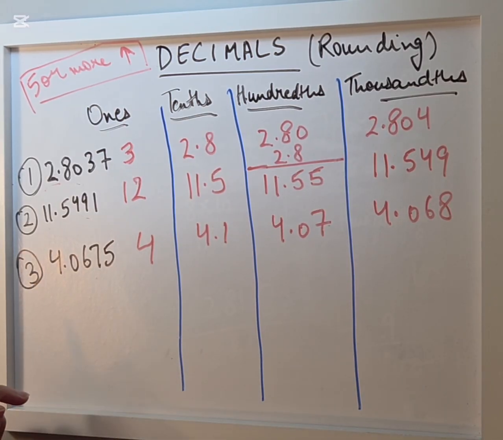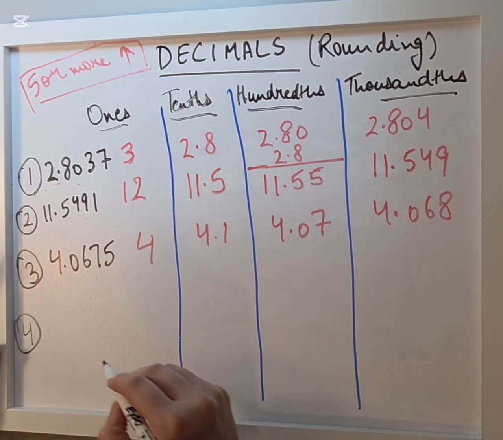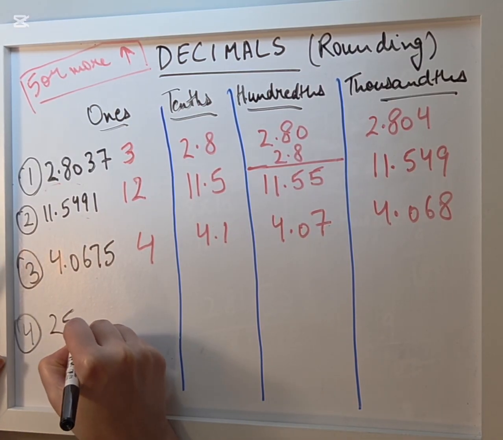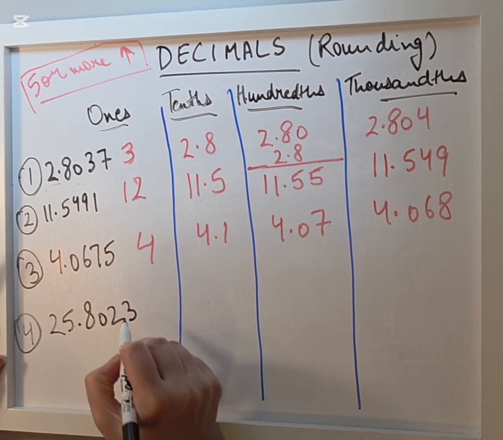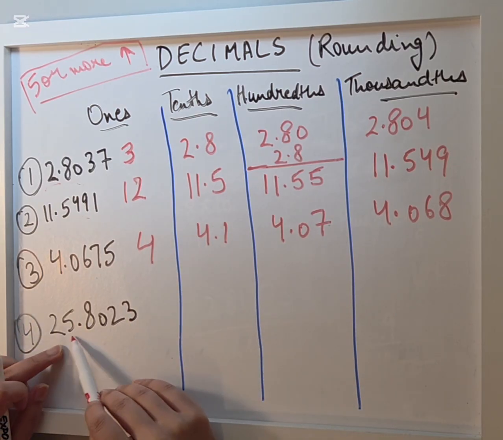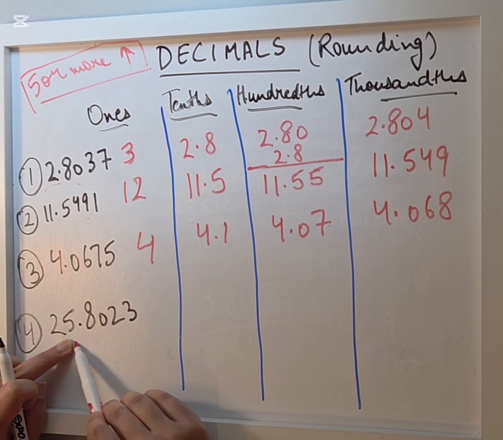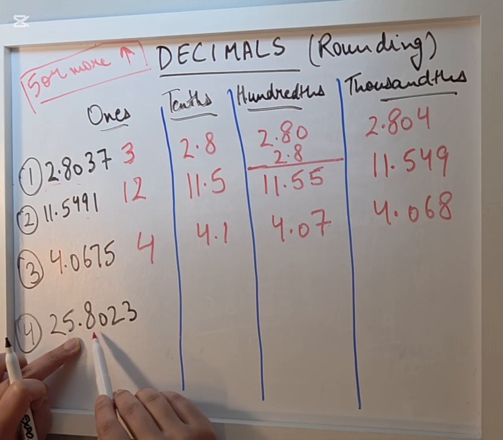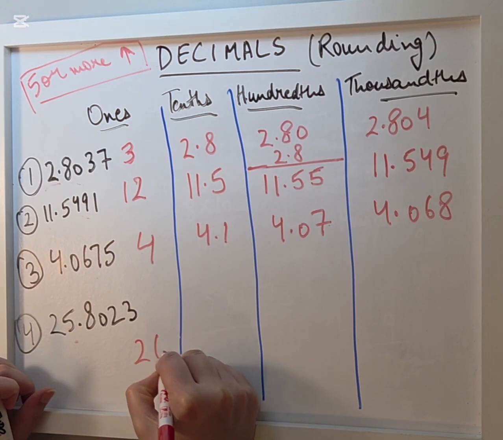I hope this is clear. Let's do one last example: 25.8023. Rounding off to ones. Ones is the position with 5. The number after it is greater than 5, so it becomes 6.